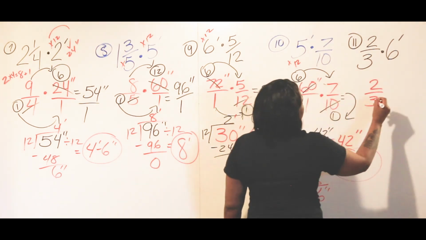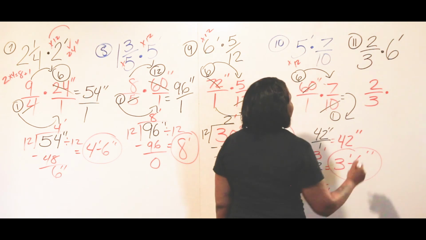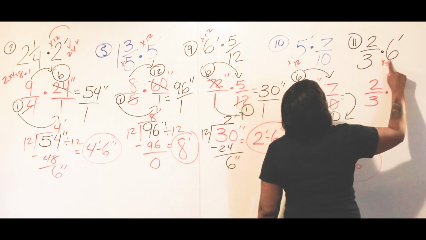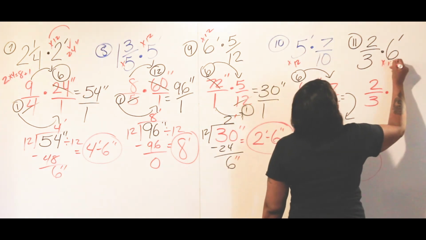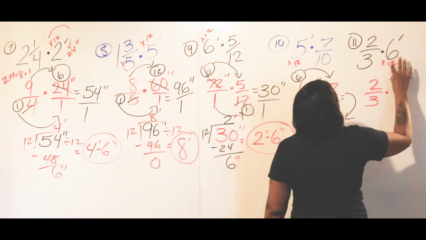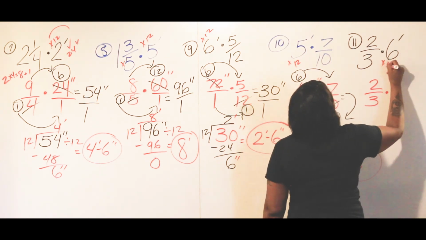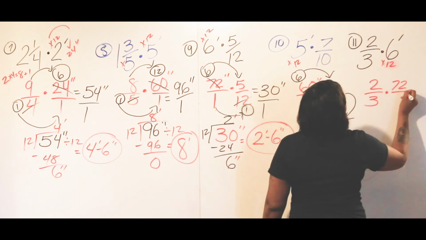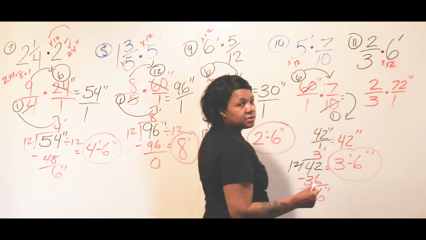Hopefully we can see this. Times, what are we doing with that 6 feet? 6 times 12, which gives us 72 over 1. 72 over 1. Hopefully they can see this. Can they?